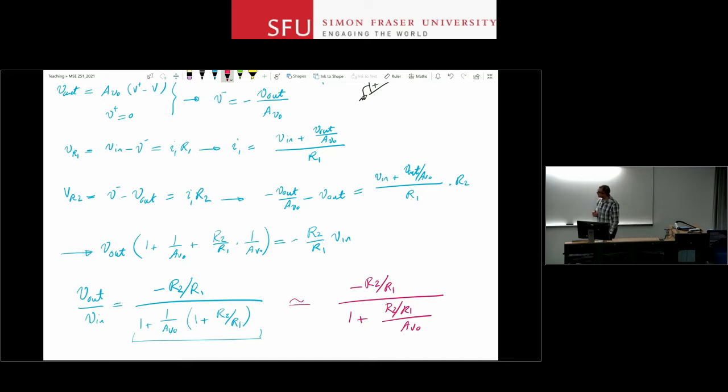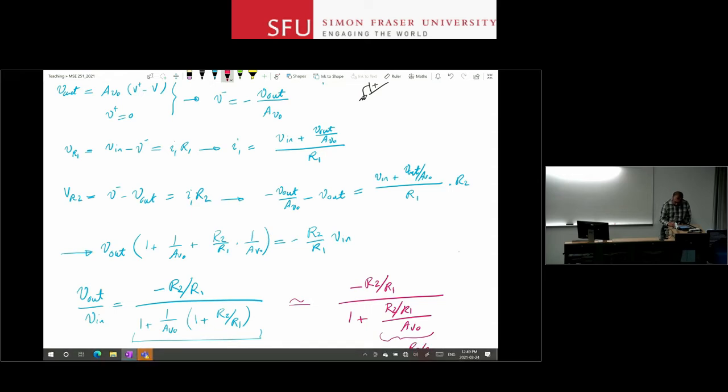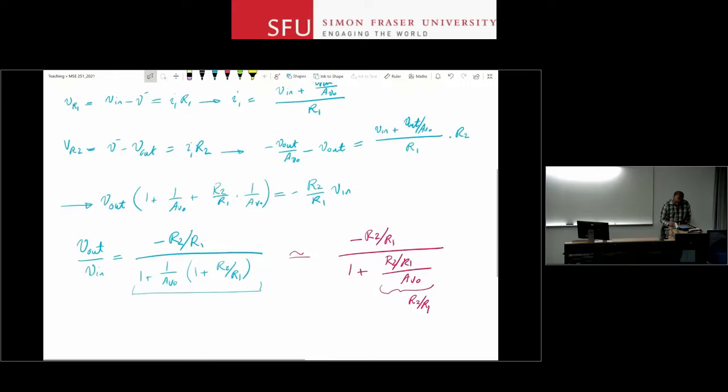So that's my answer. As long as this ratio, this fraction, is negligible when I'm adding it to 1, I don't really have to worry too much about the finite gain. What does that mean? As long as R2 over R1 is significantly less than AV0, I don't have to worry about the finite open loop gain.